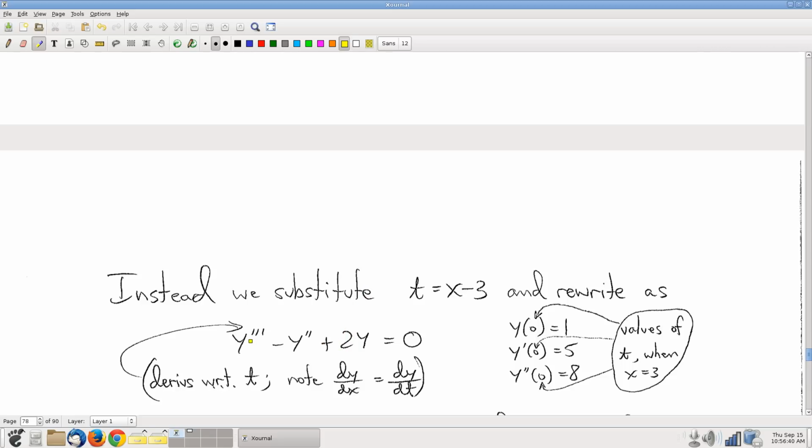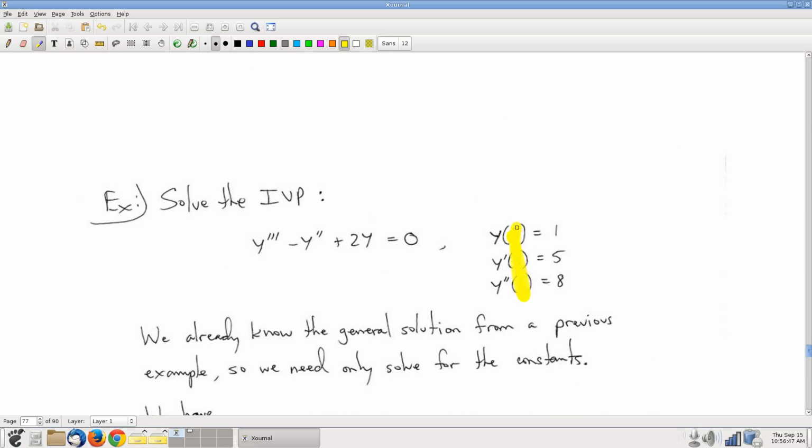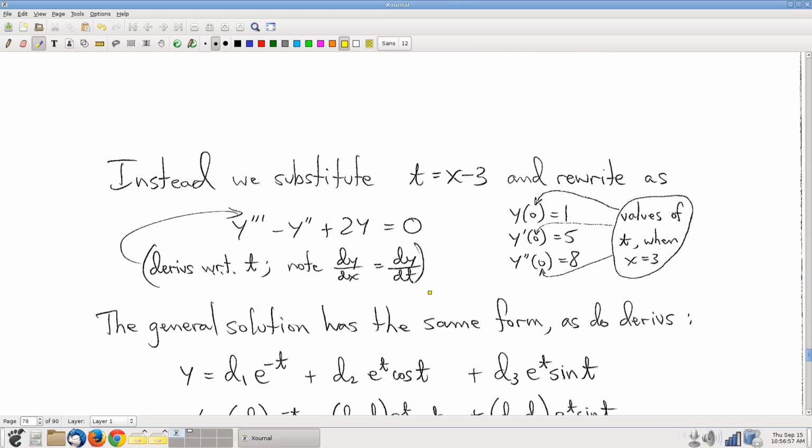Okay. The initial conditions look different. This is because when, if you look back up here, our given initial conditions, the initial conditions are given when x is equal to 3. Well, here's the thing. If x is equal to 3, then t is equal to 3 minus 3 equals 0. So when x is equal to 3, t is equal to 0.